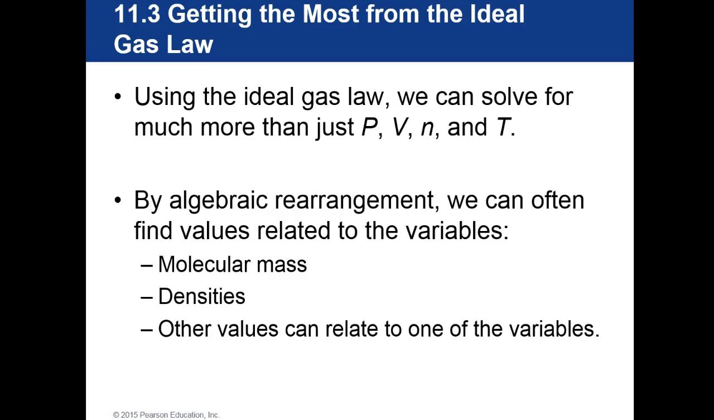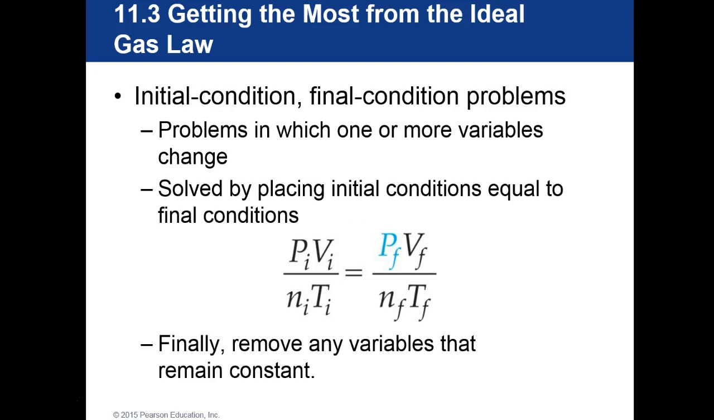So using that ideal gas law, we can solve for much more than P, V, n, and T. We can often find values related to those variables, such as the molecular mass, densities, and other variables. We also have initial condition, final condition problems. These are problems in which one or more variables might change. It's solved by setting initial conditions equal to final conditions.